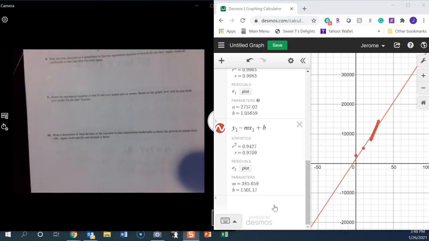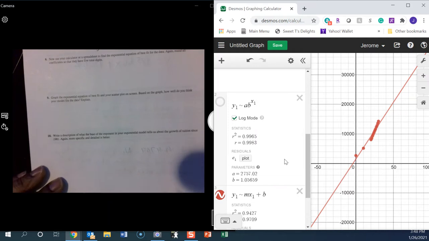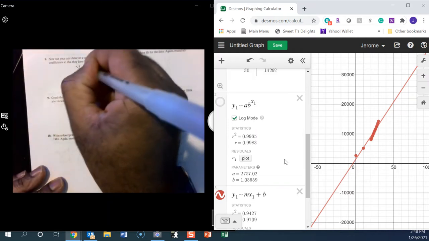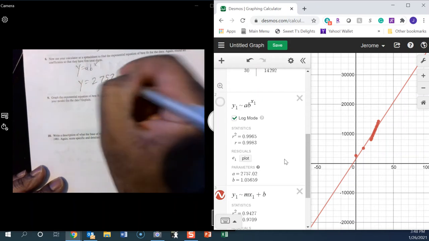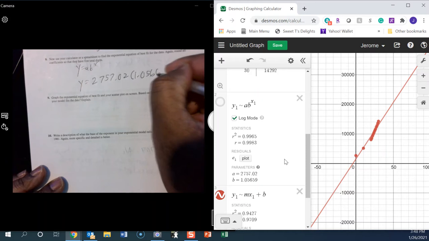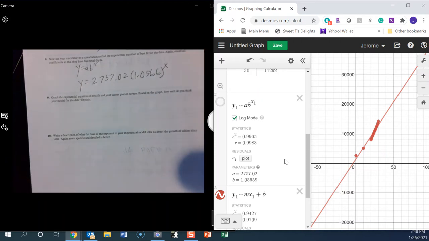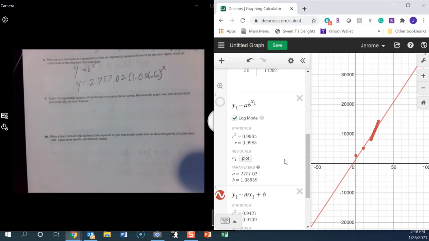Now they want us to use this here. This is already set up. So now we can write out our equation. We know our equation is y equals ab to the x. Y is equal to a is 2,757.02 times 1.0566, all taken to the x power. Now let me explain something here. The reason why I have 6 digits here instead of 5 is because this would end up just being 0.0. And typically we don't like to leave it as a 0.0 if we could avoid it. So we have these values here.